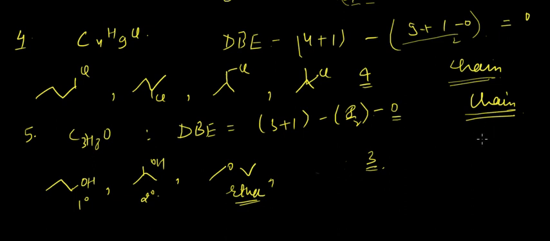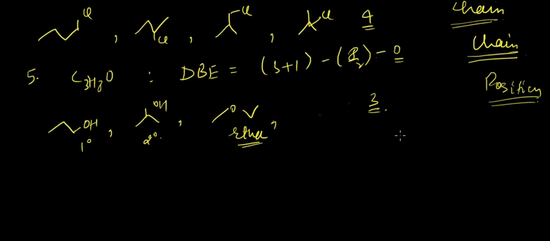Okay, so chain and position both are possible. Okay, functional group is changing. Okay, so with this lecture we come to an end of seeing the examples.